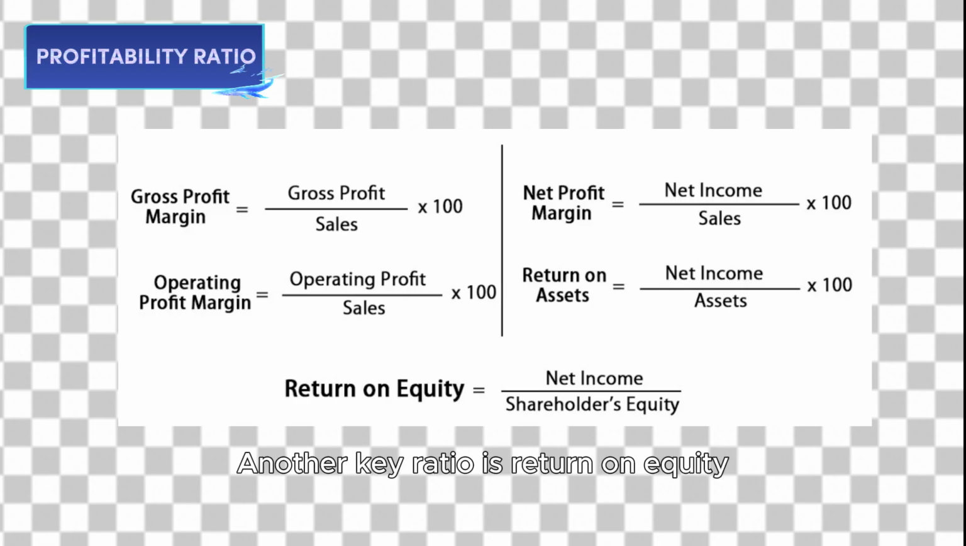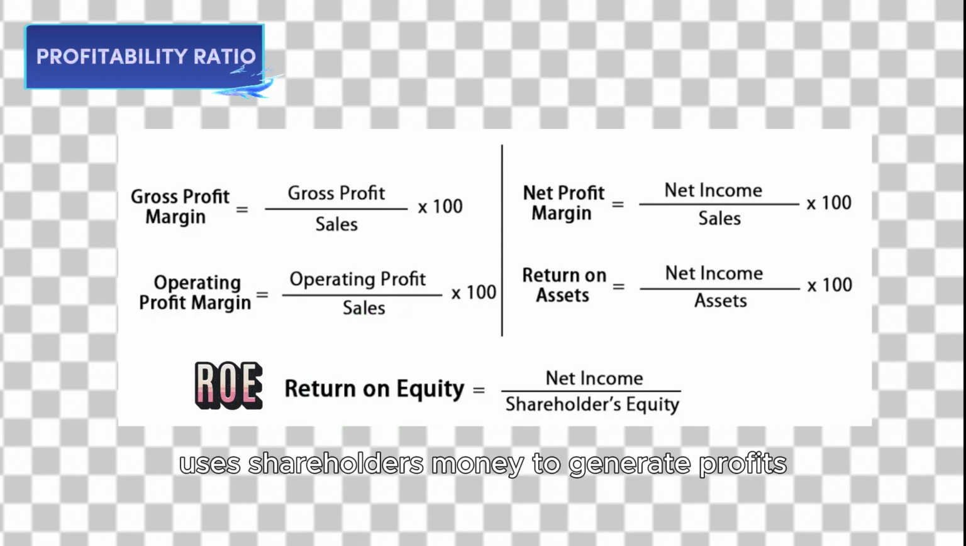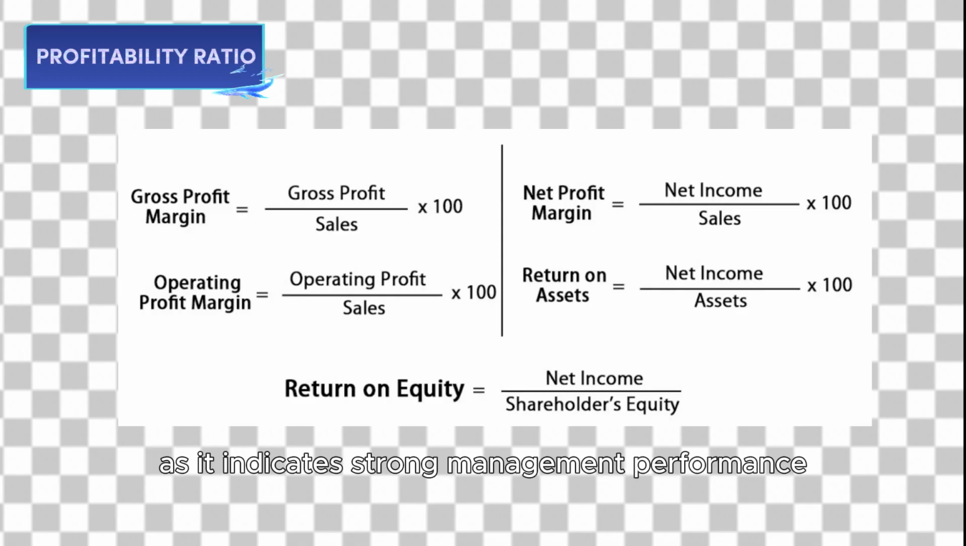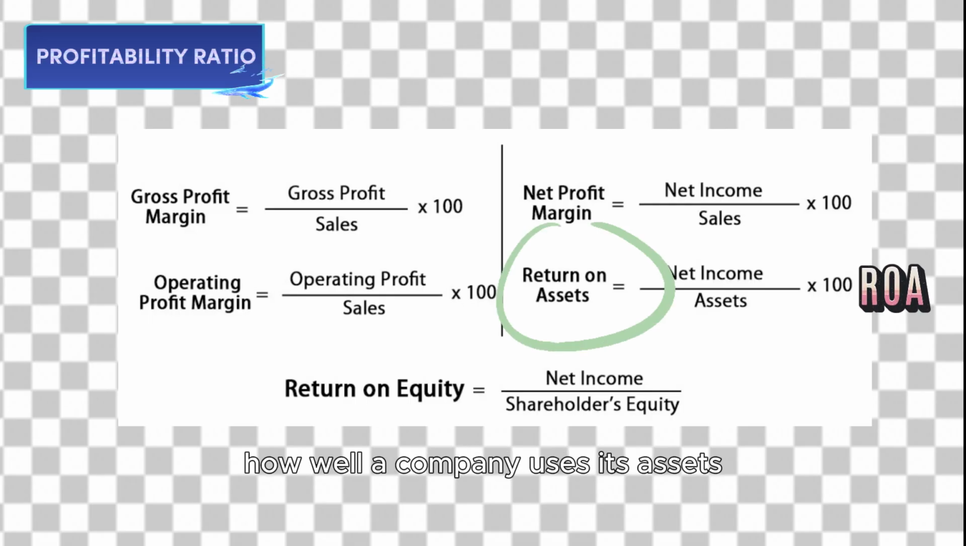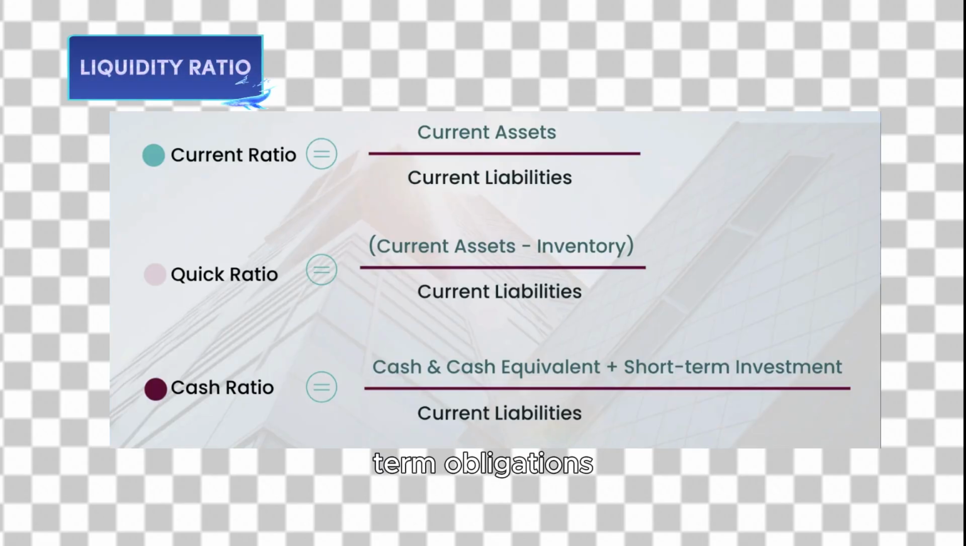Another key ratio is return on equity, or ROE. This measures how effectively a company uses shareholders' money to generate profits. Investors typically look for companies with consistently high ROE, as it indicates strong management performance and efficient use of capital. Similarly, return on assets, or ROA, tells you how well a company uses its assets to generate earnings, giving insight into operational efficiency.